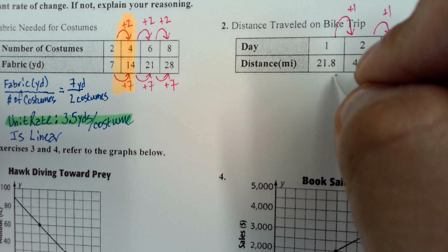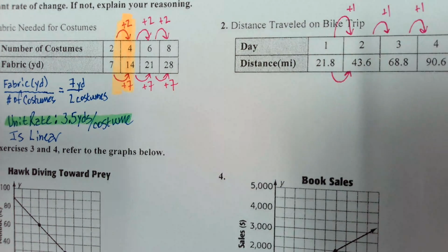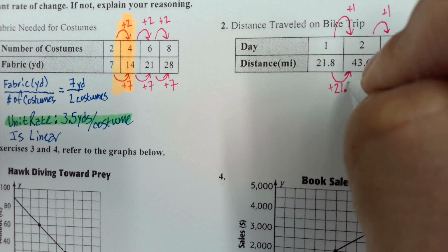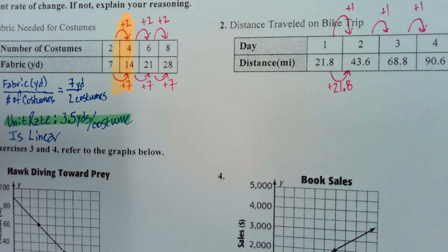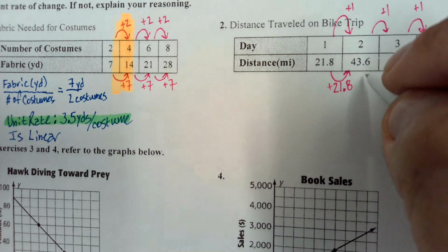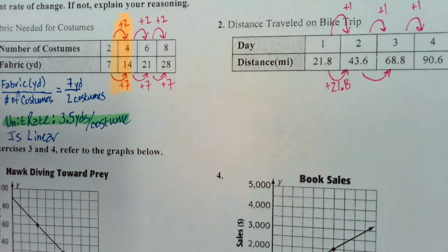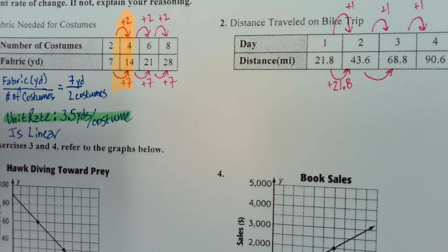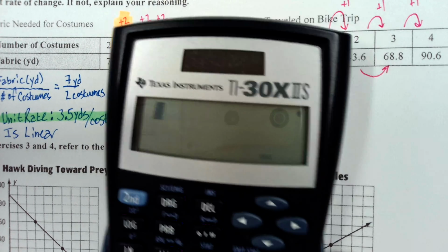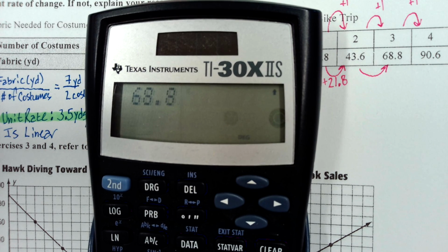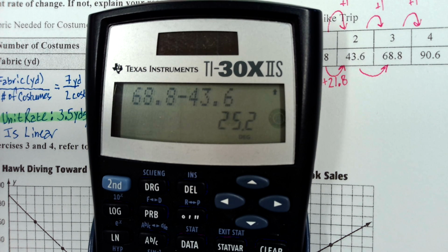From day 1 to day 2, we went up 21.8 miles. Then from day 2 to 3, we could subtract, right? I'm not sure about that one. We want to do 68.8, and we'll subtract 43.6. Ooh, there I got 25.2.